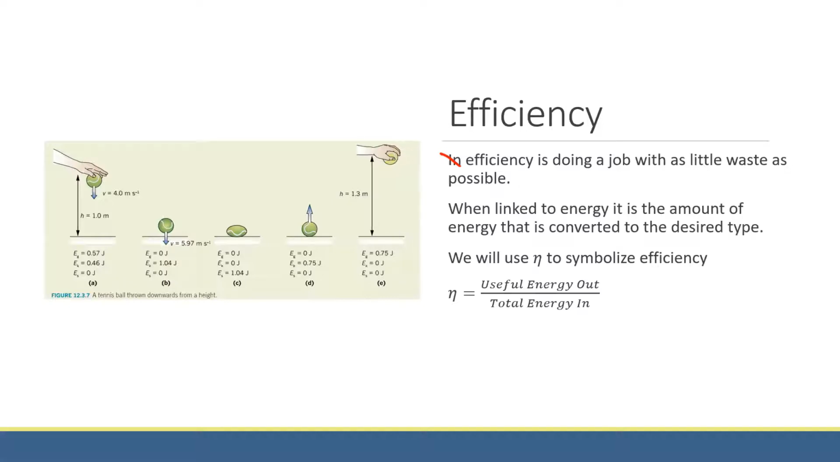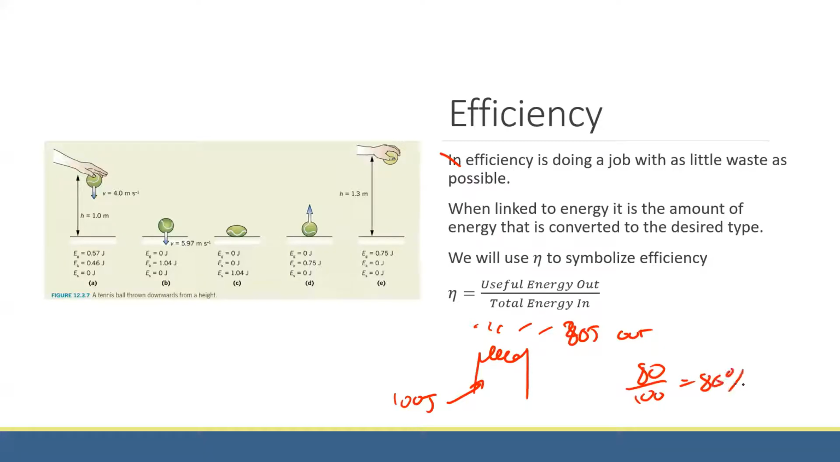Let's say you've got a heater, and you put 100 joules into that heater, and then you get something like 80 joules worth of energy out. You get 80 divided by 100 equals 80%. Now that's obviously an electricity example, not a motion example. So what would a motion example look like?